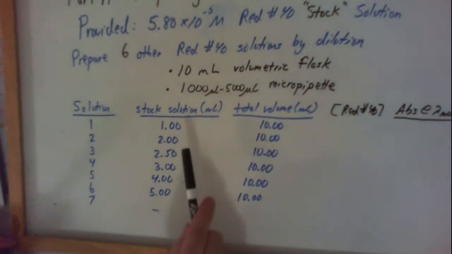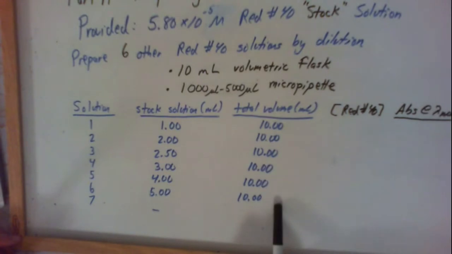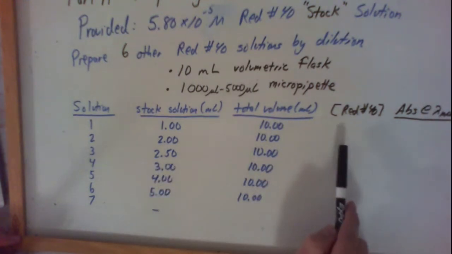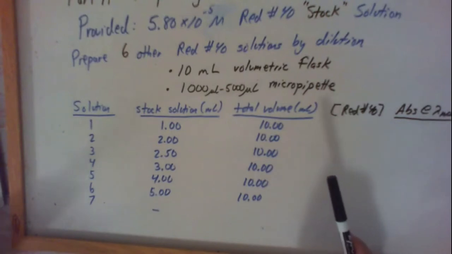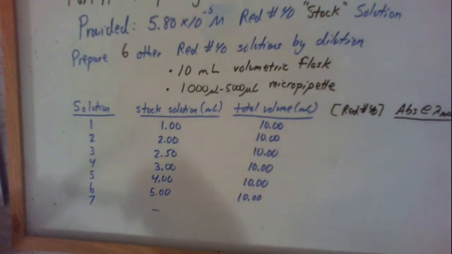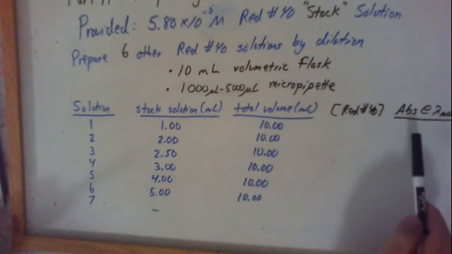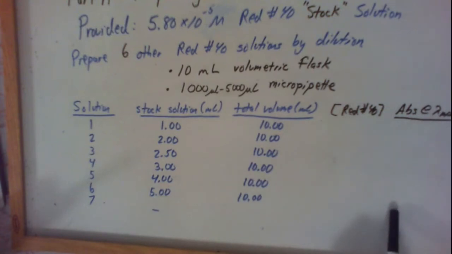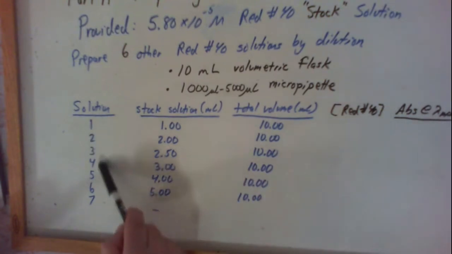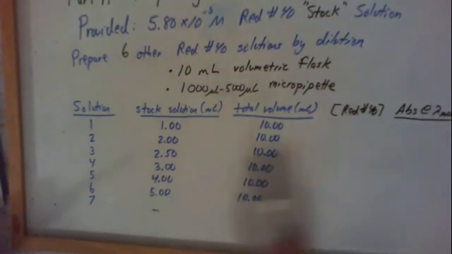So if we know the volumes of the stock solution, we know the total volumes of each solution, we're able to then calculate the concentration of red 40 in each of these solutions. It's in the video, but also in your lab notebook, you want to use the dilution equation to show how we actually did calculate those numbers. And then also in the video, you'll be able to record the absorbance that was determined for each of these 7 solutions at the wavelength of maximum absorbance.